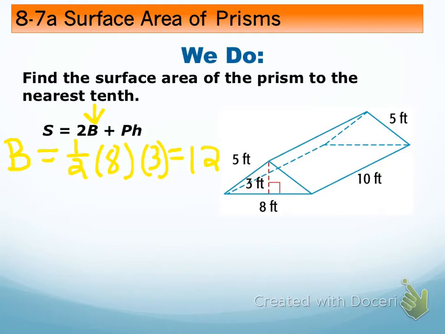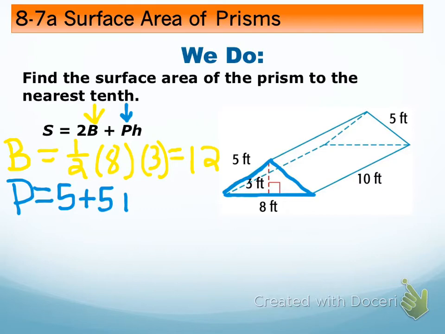Now the next thing that we need to find is going to be the perimeter of that base. If you notice, it says that this side here is 5, so this side's also 5, and the bottom's going to be 8. So the perimeter is going to be that 5 plus 5 plus 8. Remember, perimeter, we just add the sides together, which is going to be 18. Now the last thing that we need to know here is what is the height of the prism. The height of the prism is just going to be right here. That height is going to be 10.